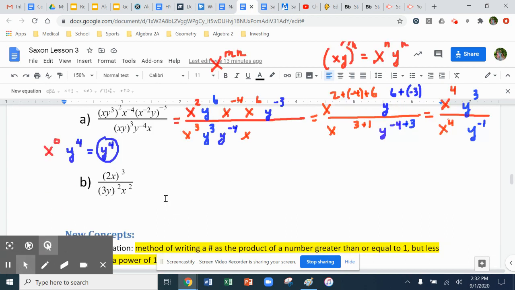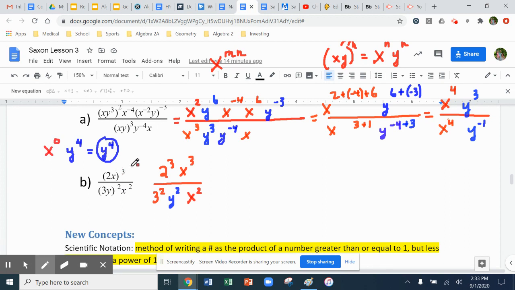So we'll finish up with part B, where we're going to also use our power rule. So we're going to take our 3. Our 3 is going to be handed out. And then also this 2 right here is going to be handed out. So we'll start by rewriting those first 2 using our power rule. Taking that 3 and handing it out to the 2 and the x, I'm going to get 2 to the third, x to the third, and then taking that 2, handing it out to the 3 and the y, I'm going to get 3 squared y squared.